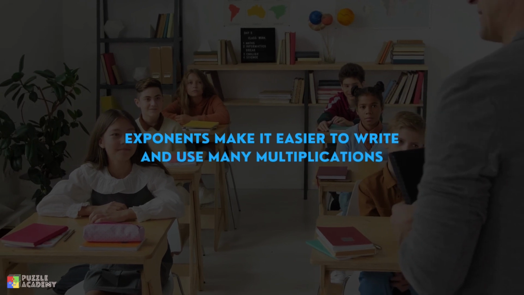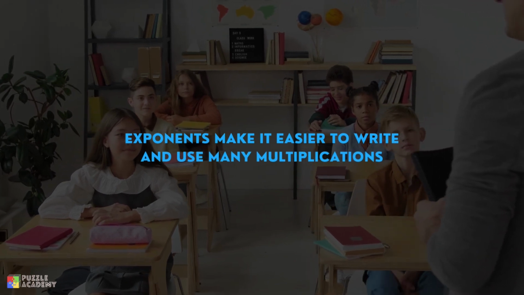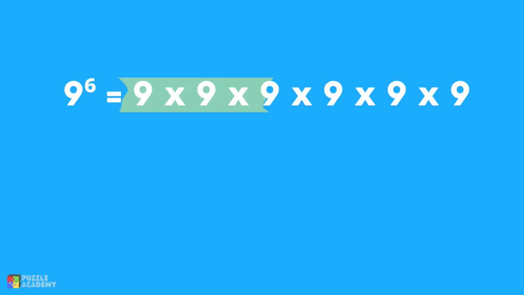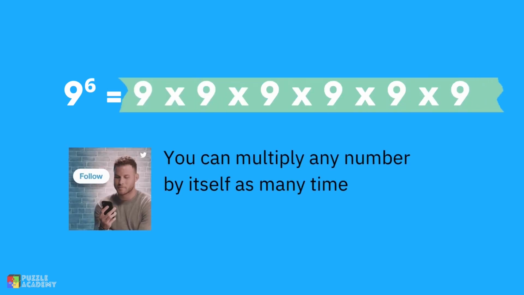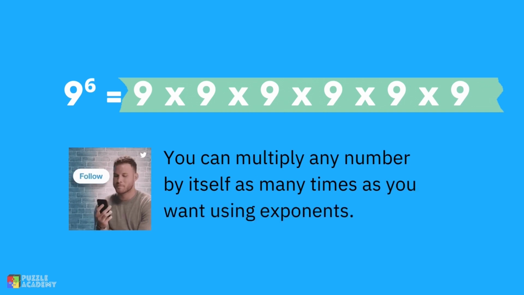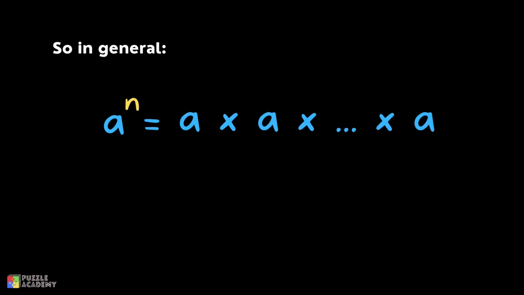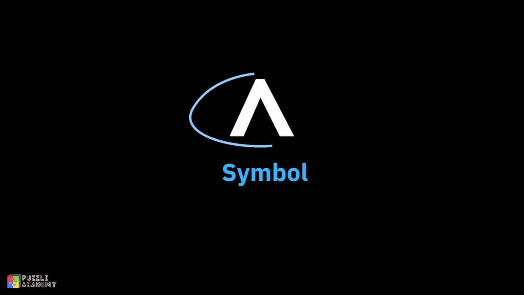Exponents make it easier to write and use many multiplications. Example, 9 raised to 6 is easier to write and read than 9 times 9 times 9 times 9 times 9 times 9. You can multiply any number by itself as many times as you want using exponents. So, in general, a raised to n tells you to multiply a by itself, just like this. So there are n of those a's.